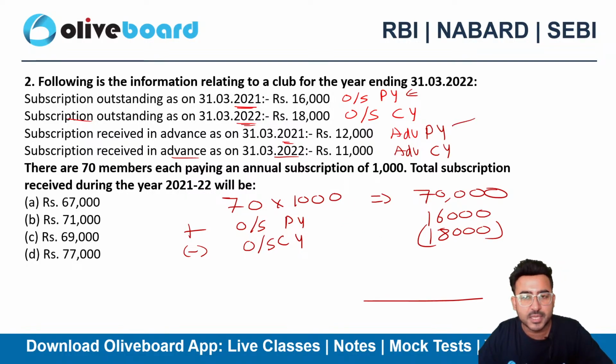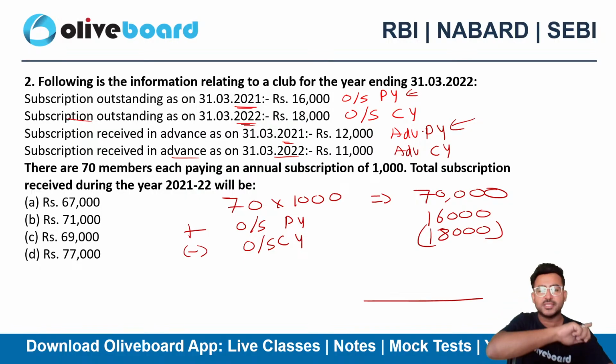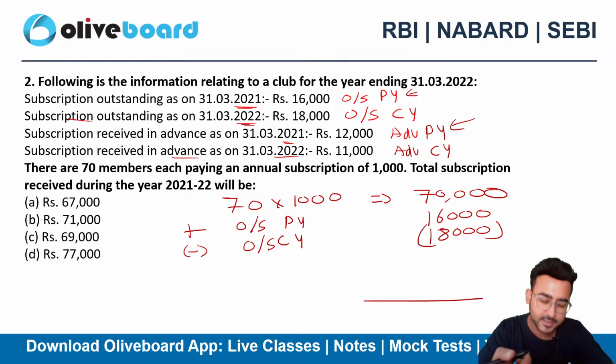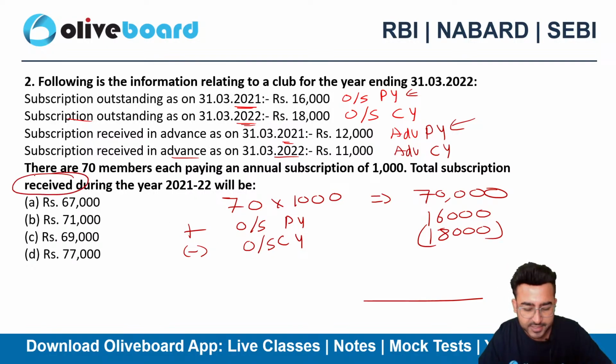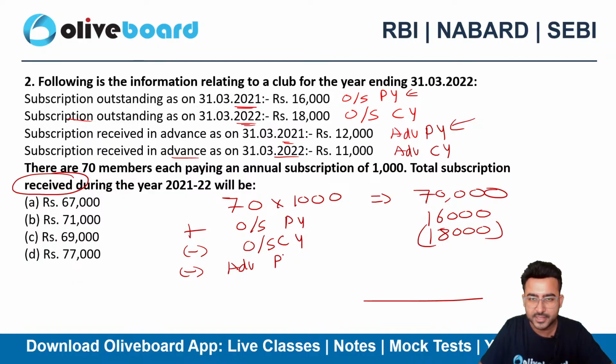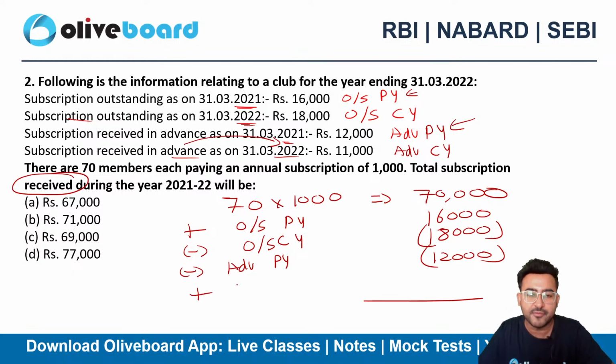Then there is subscription received in advance in the previous year. It was received in the previous year, so it must have been received then. What we need to find is how much was received this time, in this particular year. Deduct this: advance of previous year 12,000 minus. Advance received in this year: this particular element I have received in the current year, so I will add it. This was received this time.